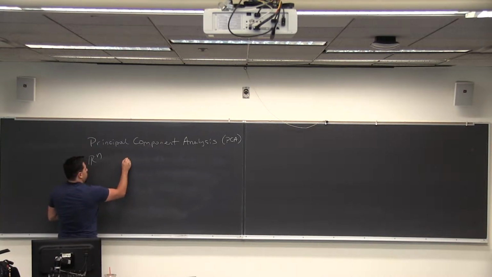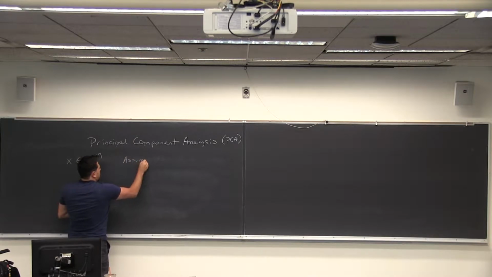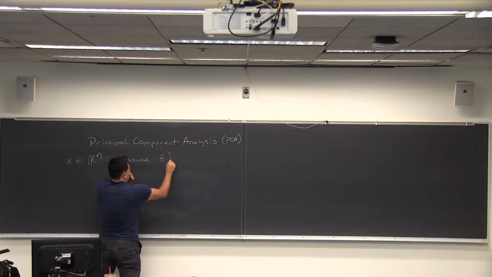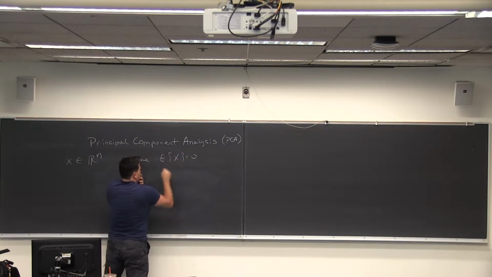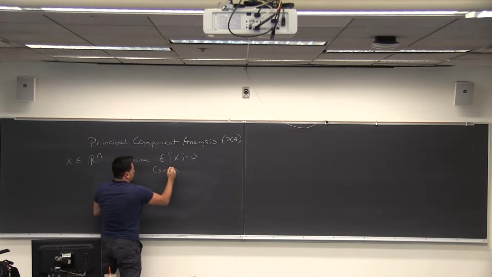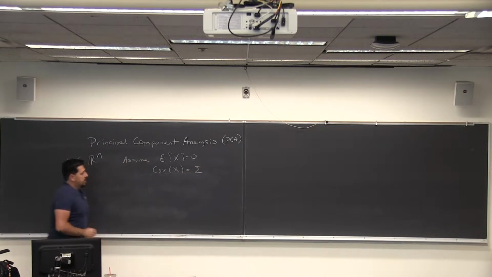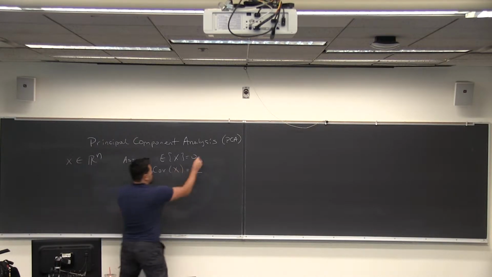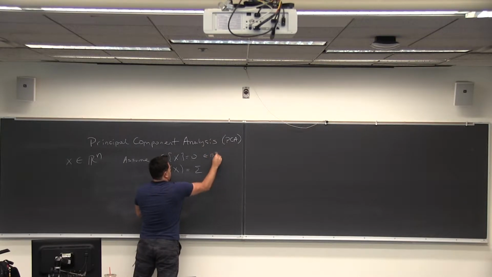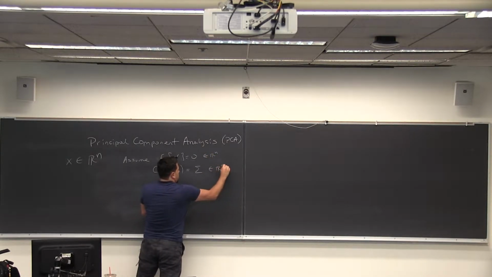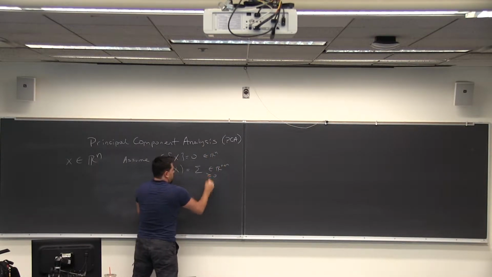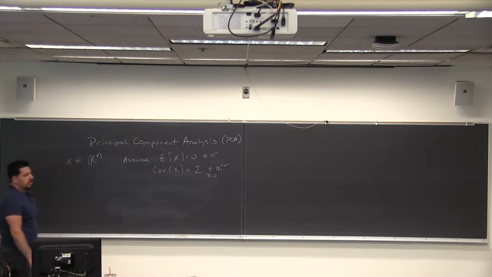So let's assume the expected value of x is 0 and the covariance of x is matrix sigma. So this is a real vector, of course, and this is a positive semi-definite real matrix.